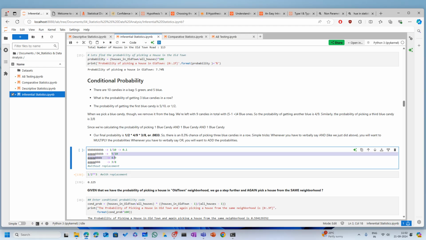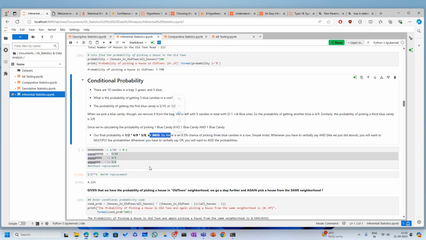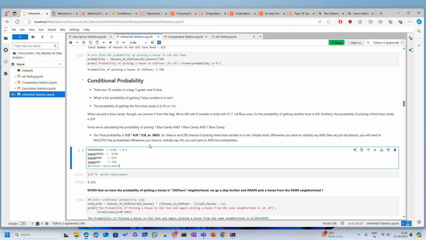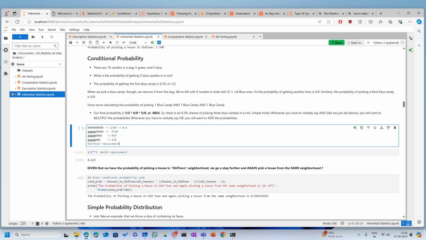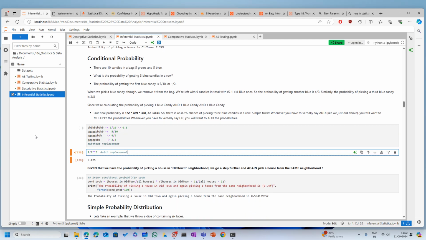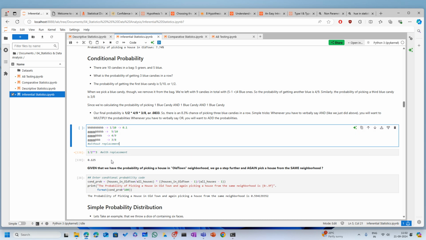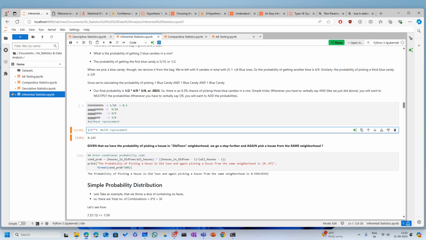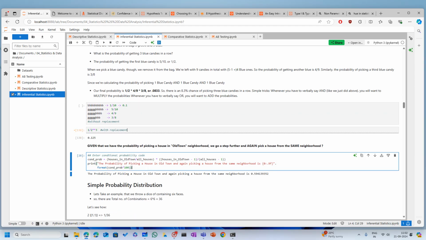So if you multiply all these three, you will get this 0.0833. And if you want to repeat this experiment with replacement also, we already did that in the previous class. You can just change the values of h and t with g and b, and you can repeat it. You'll get the same values the same way.